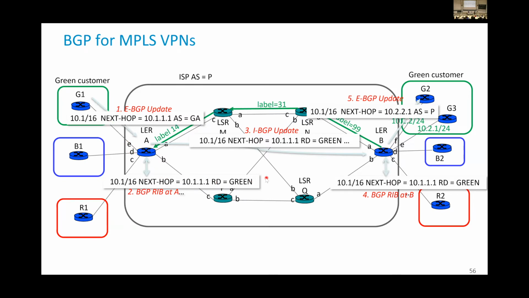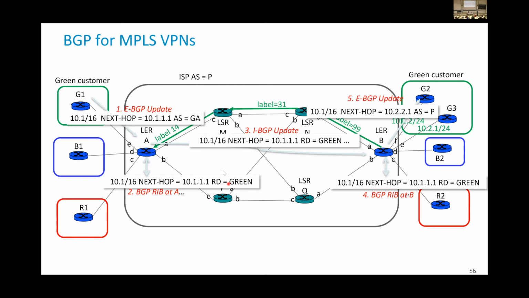And of course, we need to configure now some information that says this is the green customer. So there is an attribute in BGP, it's called route distinguisher, that says this is the green customer. Route distinguisher means it is an attribute that makes this a separate route, a separate set of addresses, which is the case for IP addresses. So two routes that have different route distinguishers are distinct routes, and they belong to different worlds.